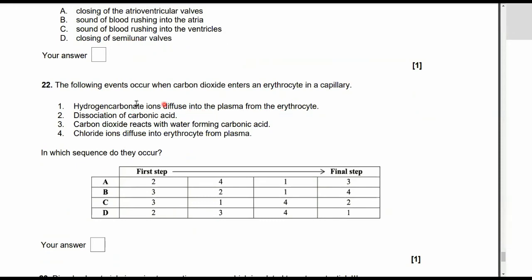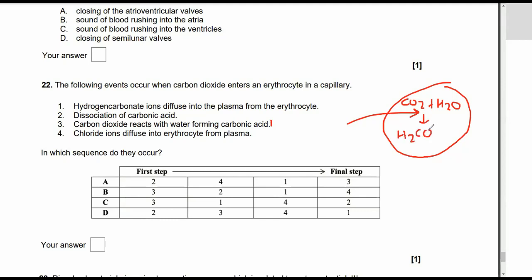22. The following events occur when carbon dioxide enters an erythrocyte, a red blood cell, in a capillary. So we need to get this in the right order. I would say just draw this out each time. Carbon dioxide and water combine to form carbonic acid. They then break down to form hydrogen carbonate ions and hydrogen ions. The hydrogen carbonate ions shift out of the red blood cell and chloride ions shift in. So we want to put this in the correct order.